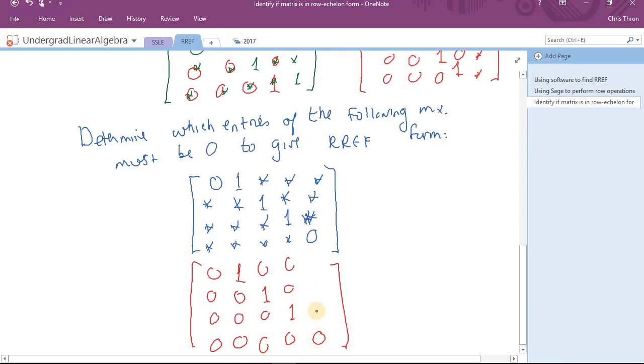So what about this entry? Does this have to be a 0? And the answer is no. This is not a pivot column because it has no leading one. So this could be anything, anything, anything. All right. So this is in RREF form.